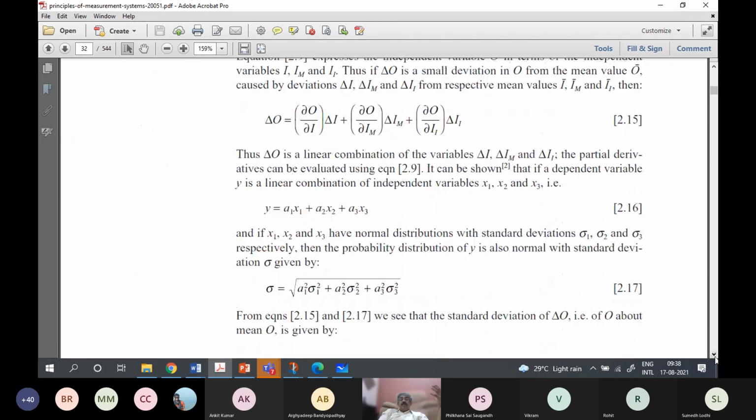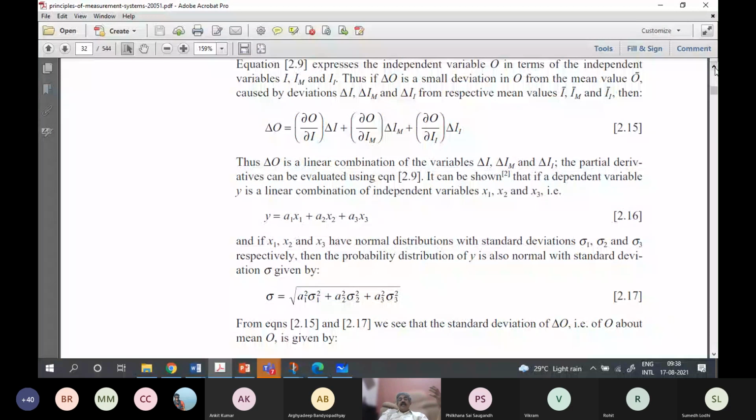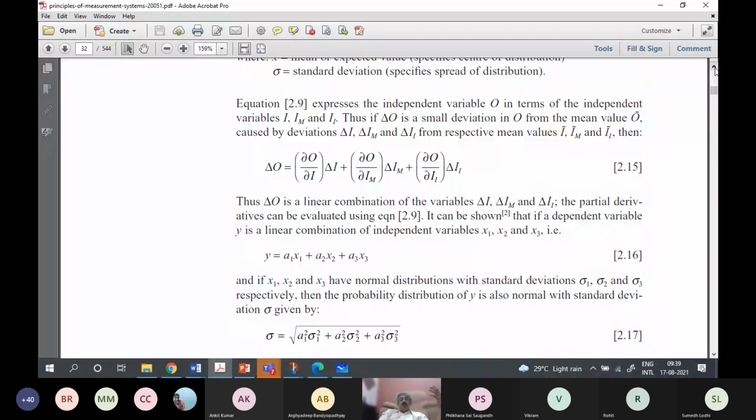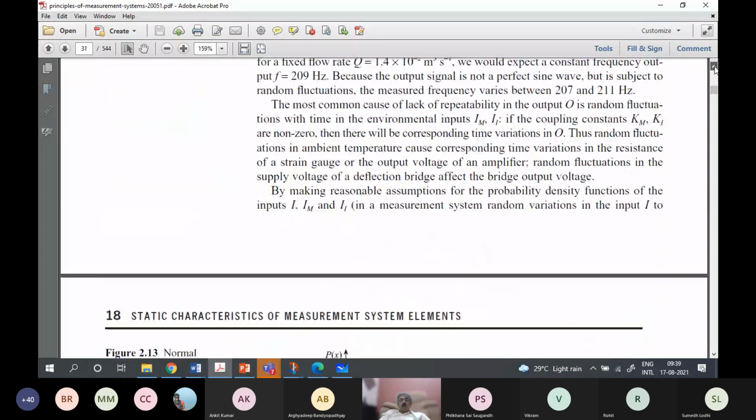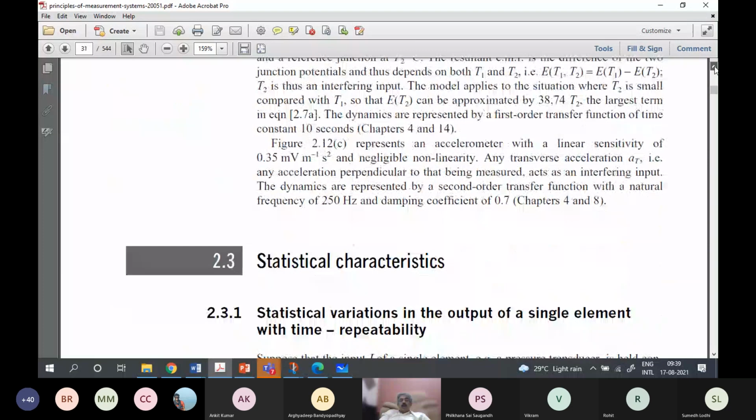So now we have got the input-output equation of the output O. We know the input-output equation. It was just shown on top. This is the input-output equation.